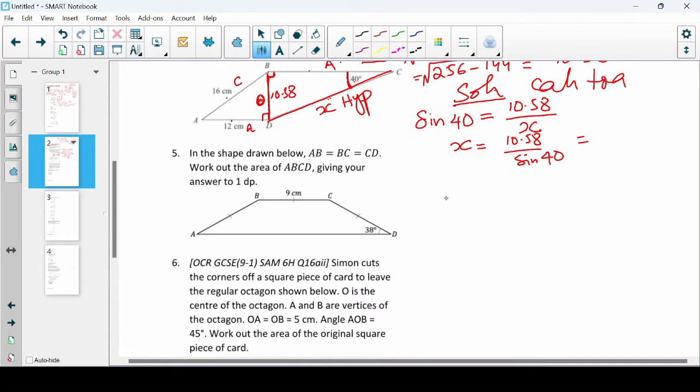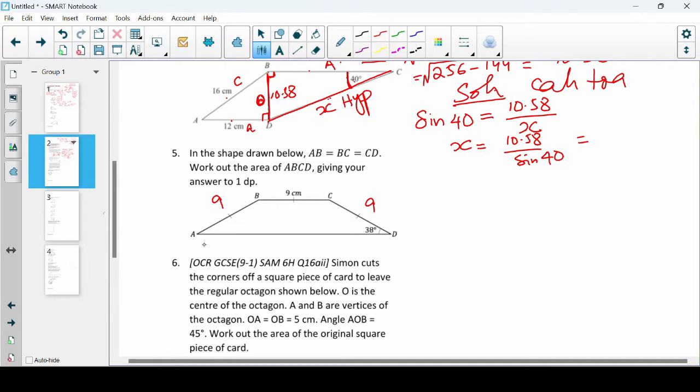Similarly, there is another question in which the shape drawn below, ABBC, all these three sides are equal. So we have to find the area of ABCD, giving your answer to one decimal point. If all these three sides are equal, we have to find the area of this shape. If this is 9, that means this side is also 9 and this side is also 9, right?